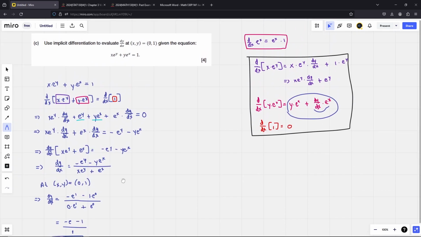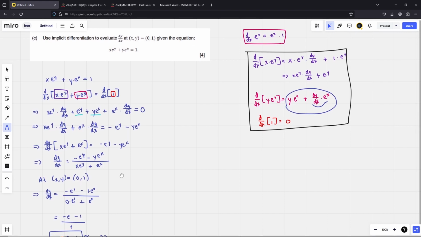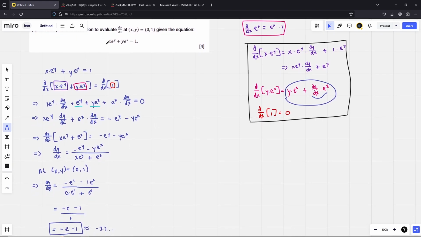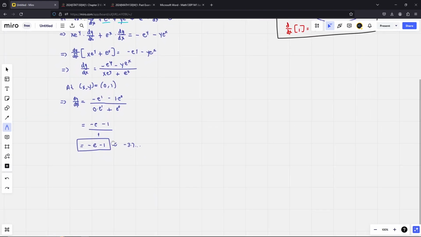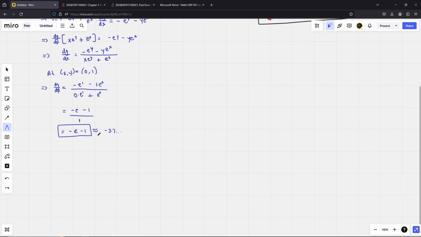So the value of dy by dx at the coordinates xy is 0 and 1 of this equation is just going to be minus e minus 1, which is approximately minus 3.7 and going on to infinity.